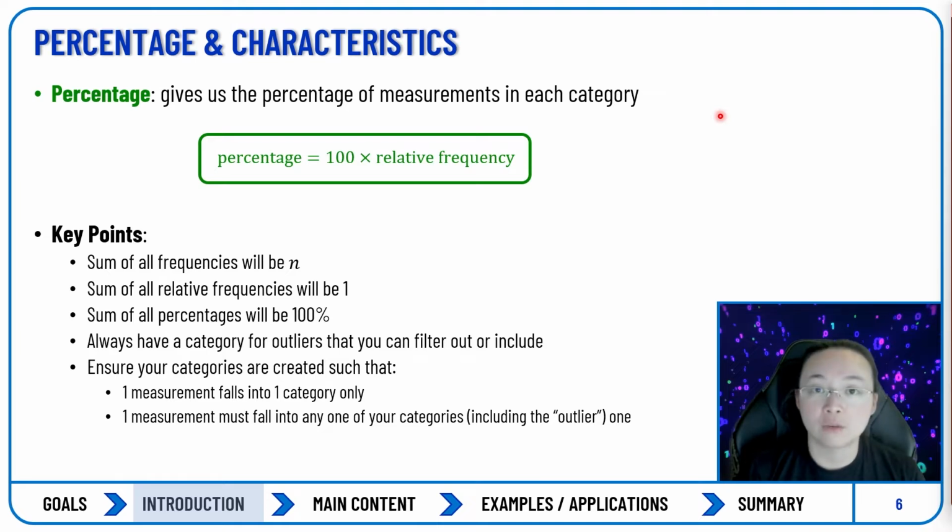When you're choosing categories to use for data analysis, just make sure you have a category for outliers, just in case you have data that doesn't fall within one of your categories, unless it's yes or no, in which case it's very black and white. Next, you also want to ensure that your categories are created in such a way that one measurement must fall into one of your chosen categories, and one measurement must fall into only one category, so that you can streamline your data analysis.